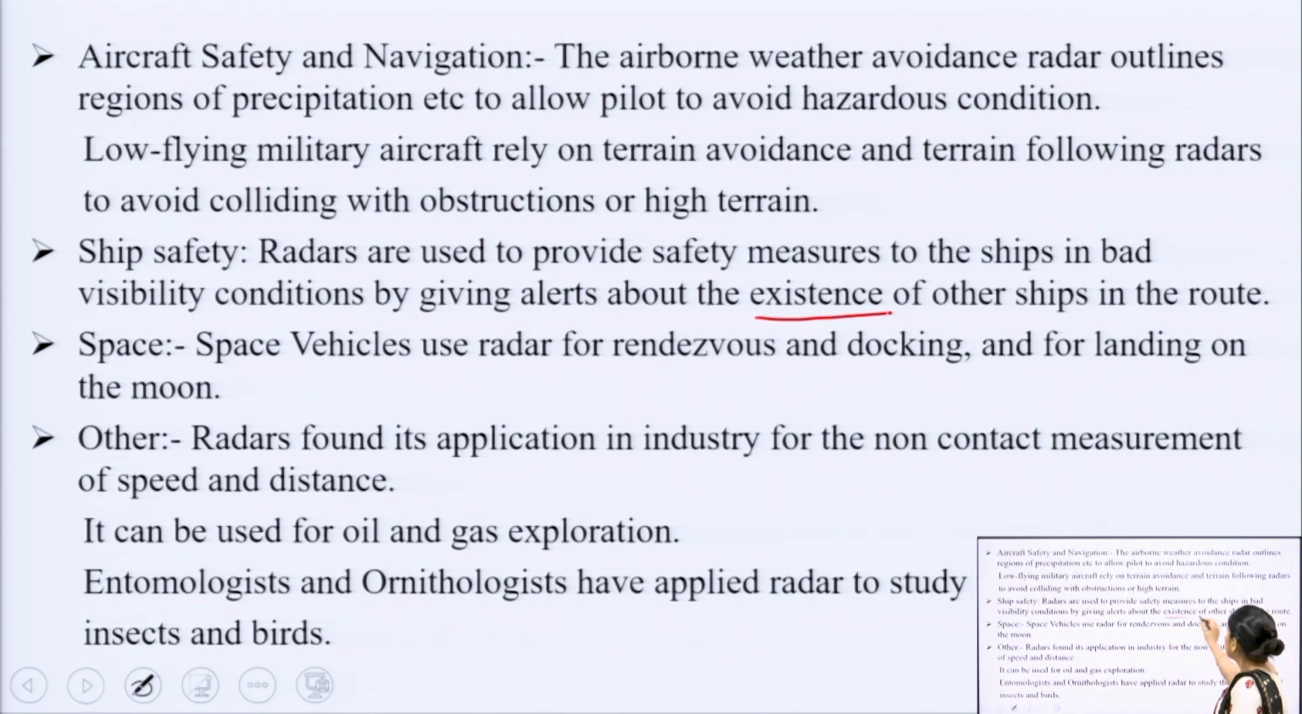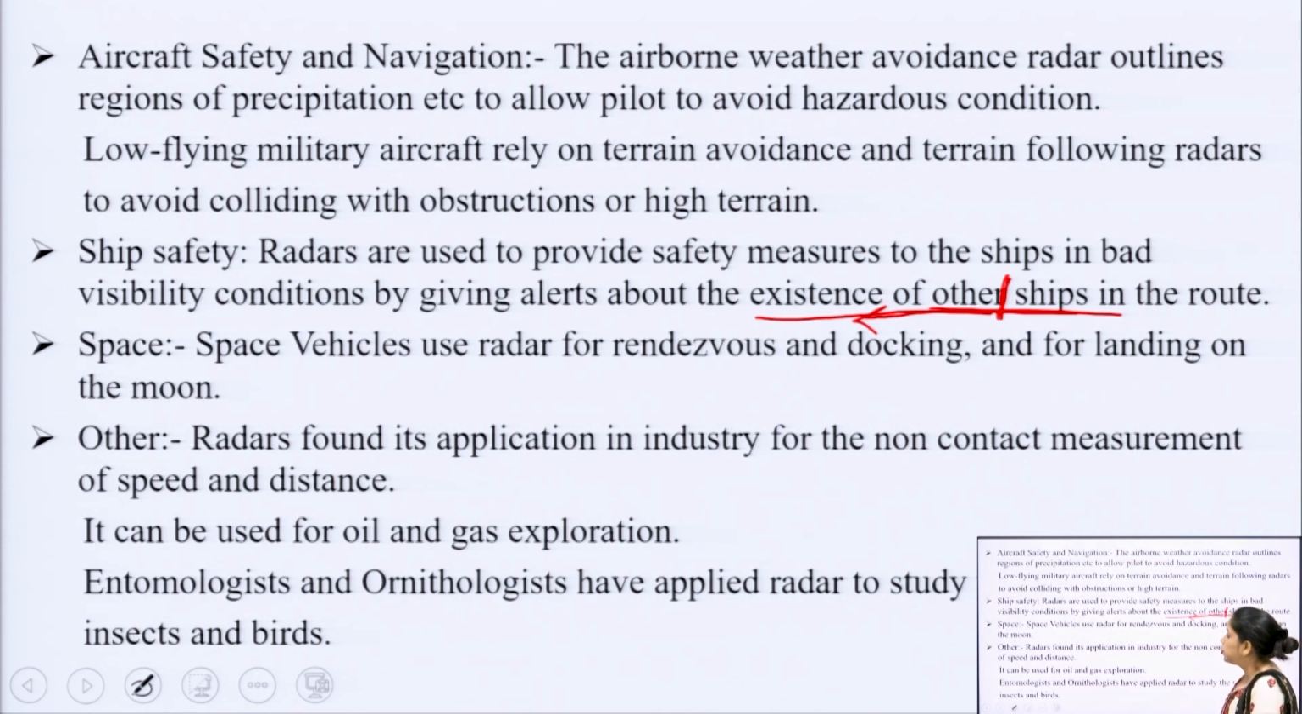about the existence of other ships in the route. If we transmit the signal with the help of radar, it gets obstructed by the other ship and it will reflect the signal, and this can be detected by the radar from the first ship, and the first ship will be able to find out that there is a ship in our path. In that case, it will act accordingly.